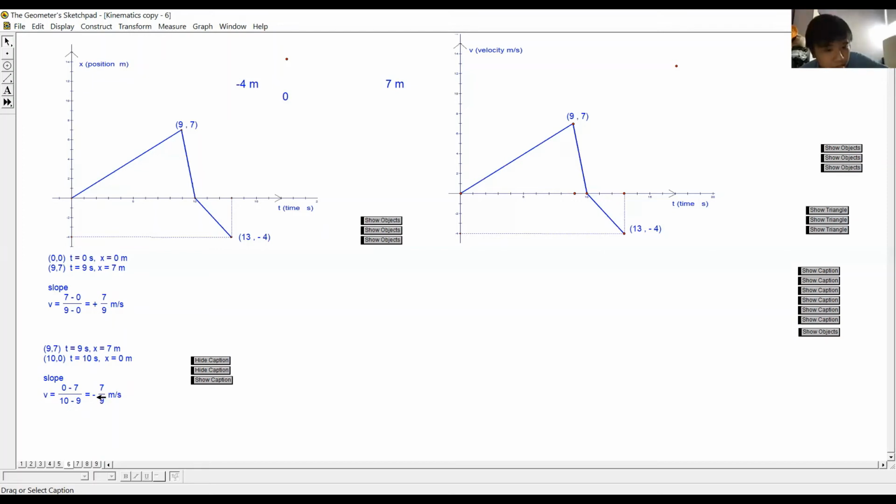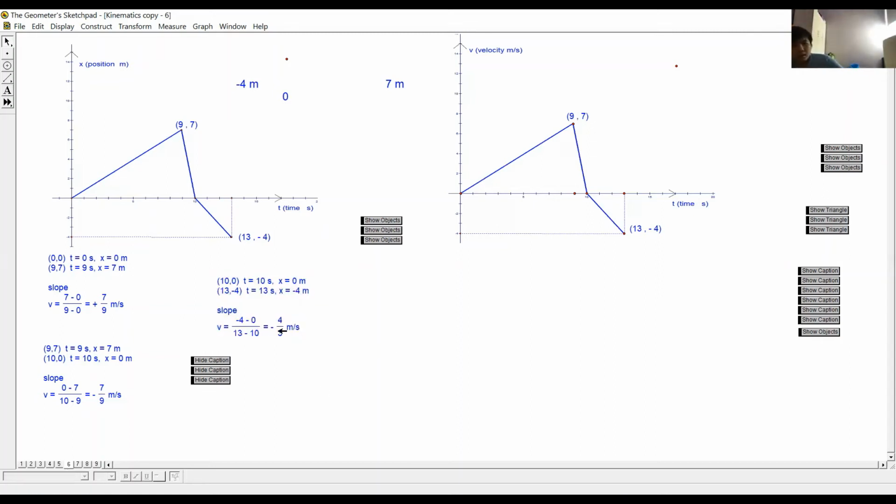So the negative 7 over 9 shows that they reverse the direction. After moving to the extreme right, they reverse the direction, right? And they reverse the direction until it reaches the original position, 0. You go there, then you come back to the starting point. And if you go further from the starting point, you will see this point here, 13, negative 4, right? Now 13, negative 4 means what?